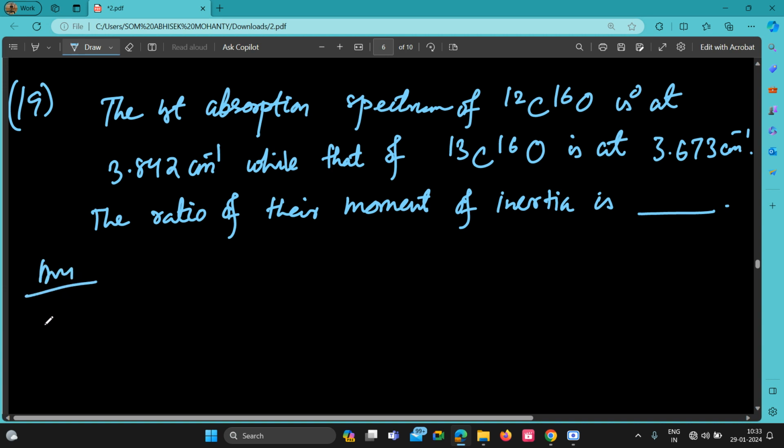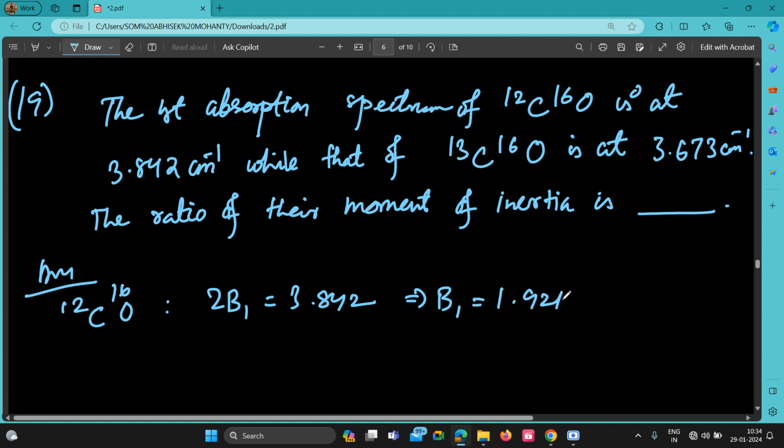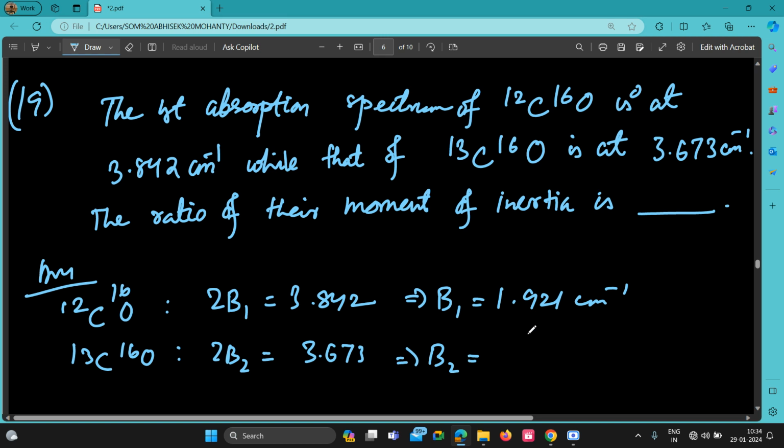First absorption spectrum of carbon-12 oxygen-16 is taken as 2B1. So B1 is how much? Now for carbon-13 oxygen-16, it is 2B2. That will be 3.673, so B2 will be 1.8315 centimeter inverse.